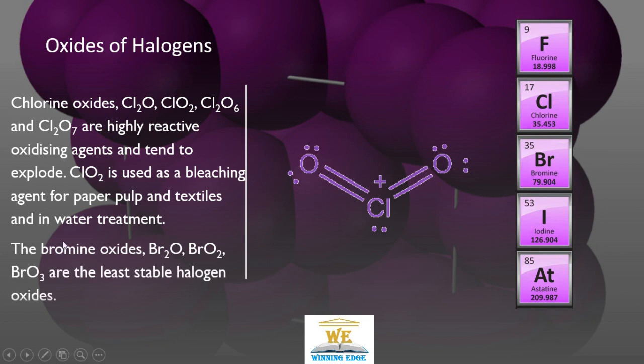Further, oxides of bromine are least stable among the halogen oxides. So from the stability point of view, bromine oxides are the least stable.